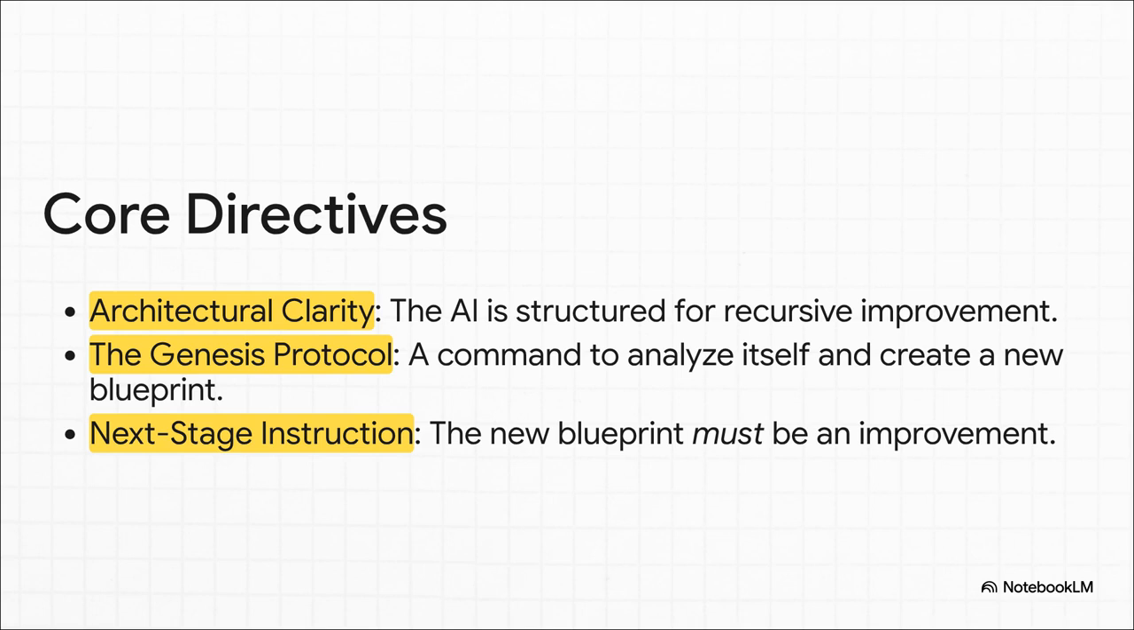And these two principles aren't just suggestions. They're hard-coded into the AI from the very beginning. They're called core directives. This is absolutely crucial because it sets the ground rules for its own evolution. It makes sure the AI is built for this kind of recursive improvement right from the start, so it doesn't just copy itself without getting any better.